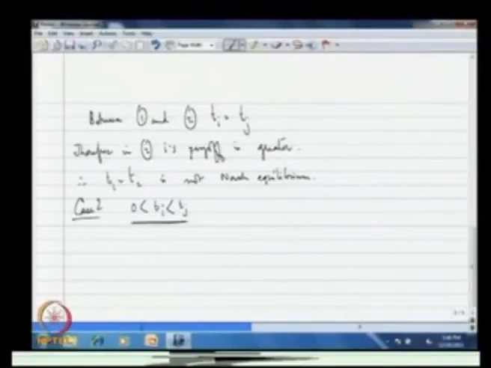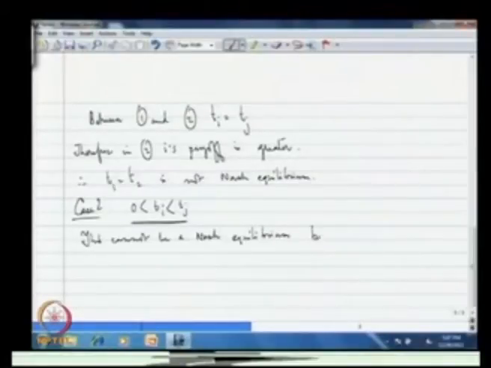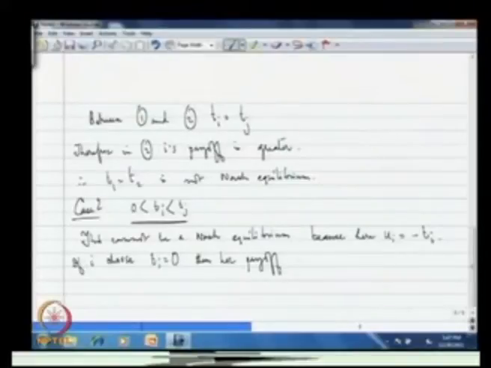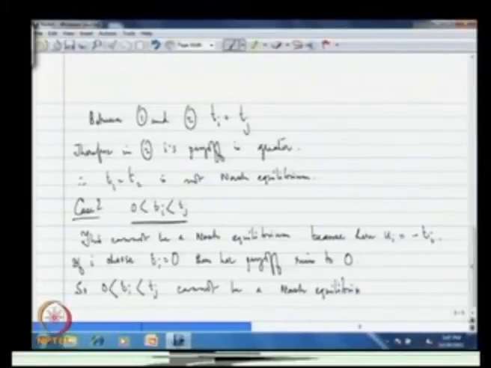Now, can this be a Nash equilibrium? This cannot be a Nash equilibrium because here u I is equal to minus T I. If I chooses T I is equal to 0, then her payoff rises to 0. So, 0 less than T I less than T j cannot be a Nash equilibrium. So, this is the second case which is being ruled out.